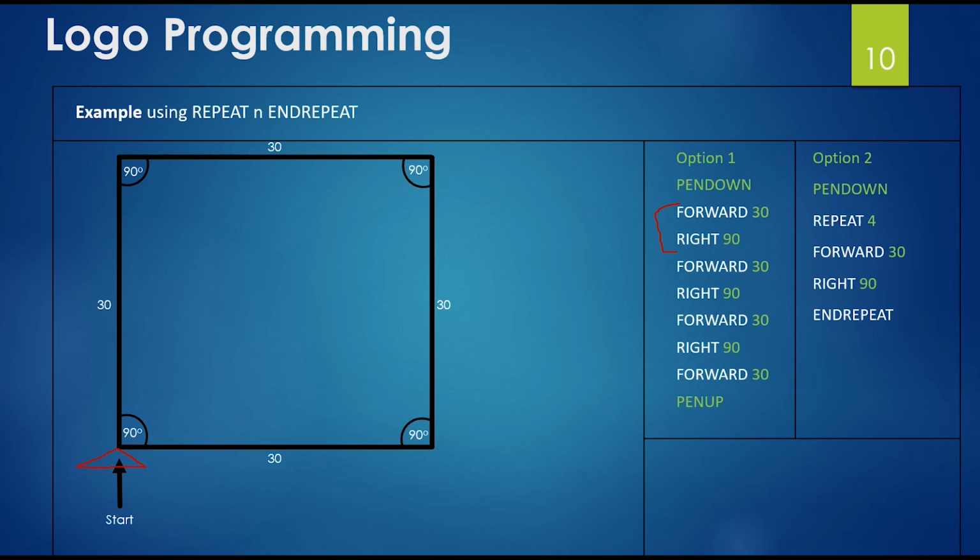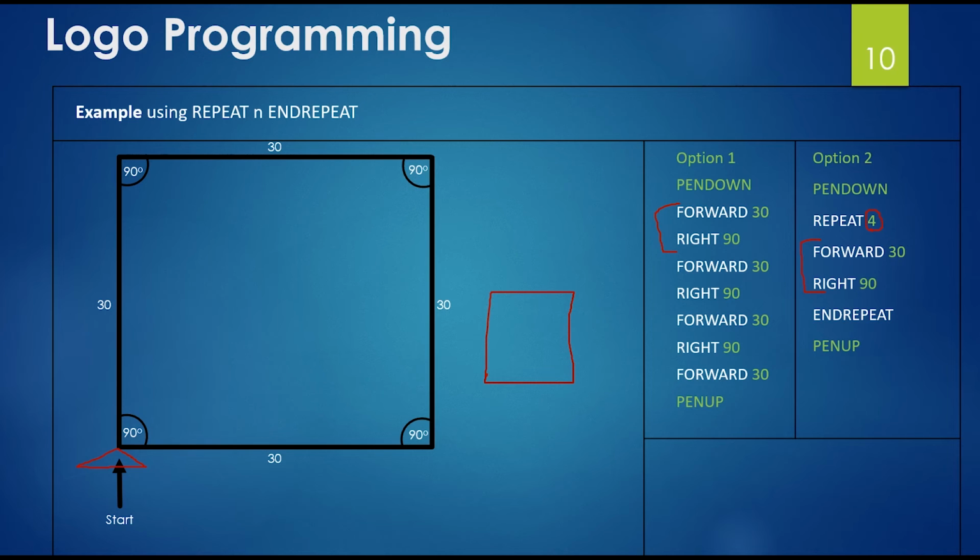Then to end it we use end repeat. And of course at the end we use pen up. So as you can see here, this part has been repeated 4 times. And if we do it like this, you will see that forward 30, turn to the right 90, forward 30, turn to the right 90, forward 30, turn to the right 90, and forward 30. It will do the same thing again.